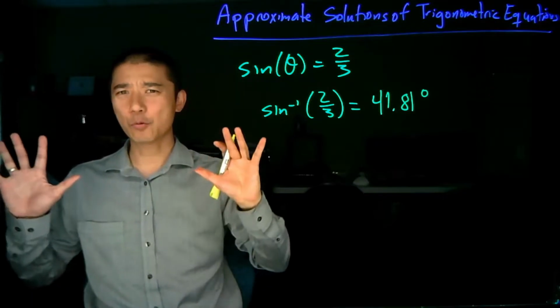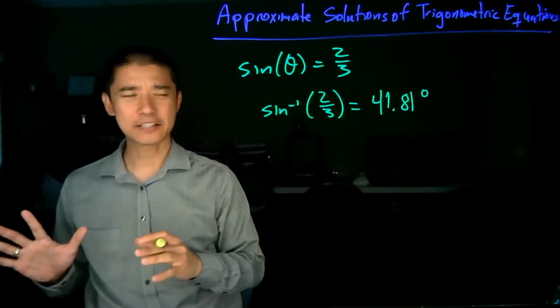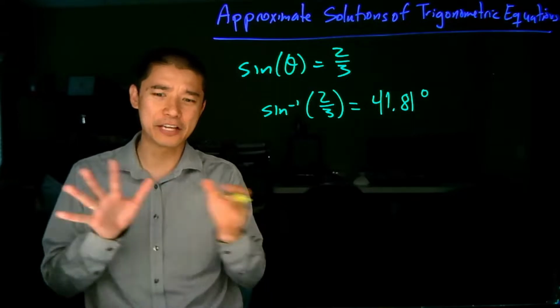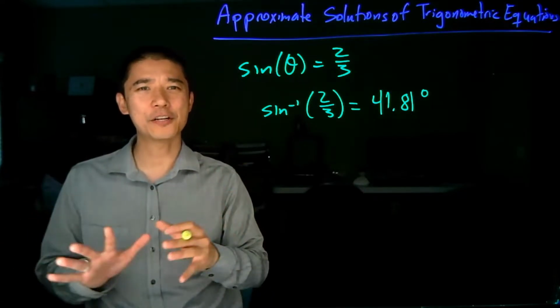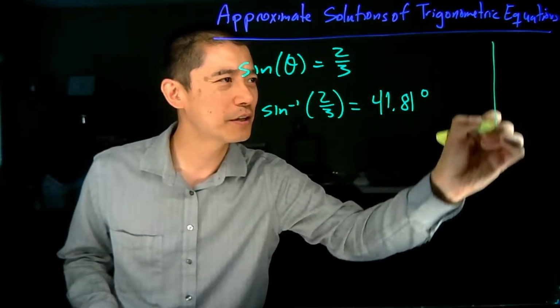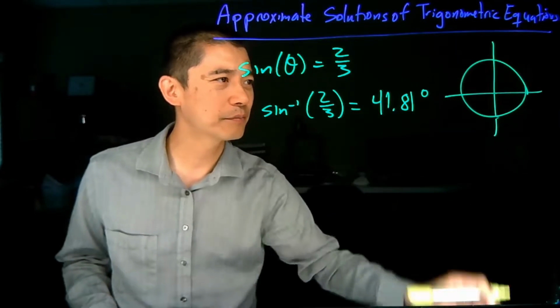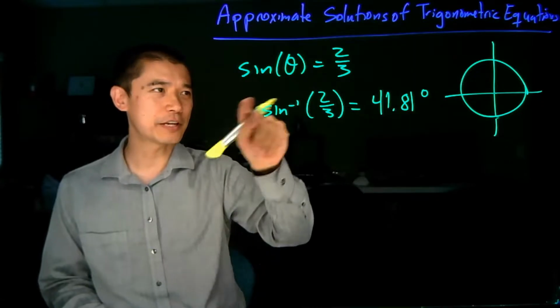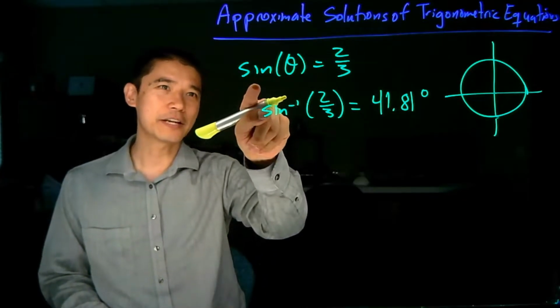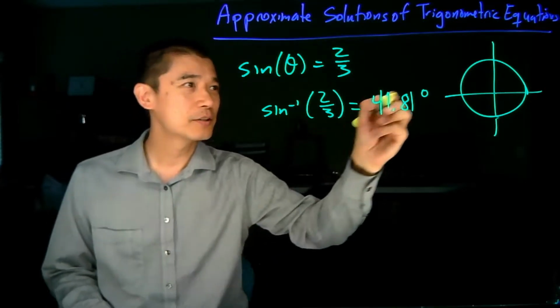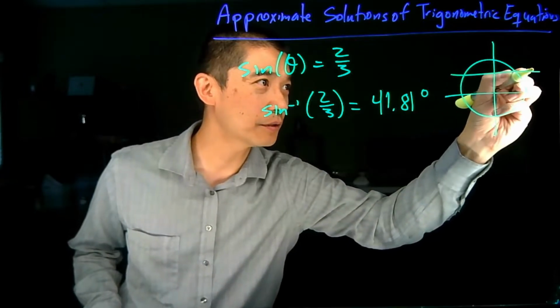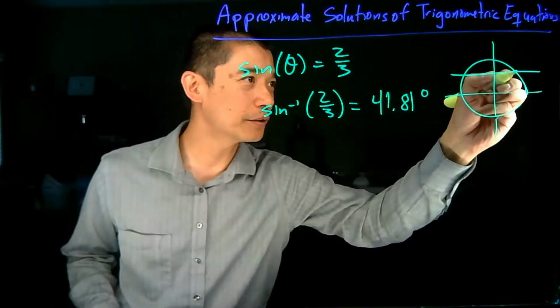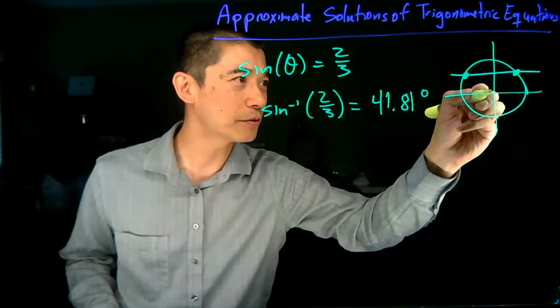Okay, so the question is, what does this value mean? It's not good enough to just say, I plugged it into the calculator and it gave me a number. We need to think about this in the context of solving equations like this. So let's go to the unit circle picture. In the unit circle picture, we're looking for sine of the angle equal to 2/3. Sine corresponds to the y direction, so we want the y to be positive 2/3. And so we're looking at a solution in the first and the second quadrant.